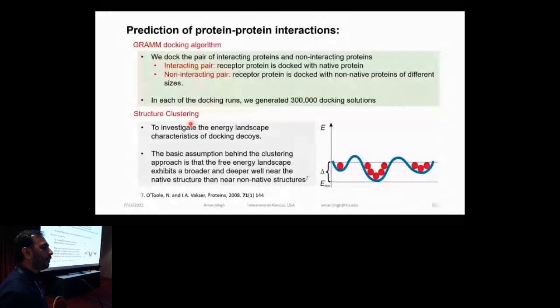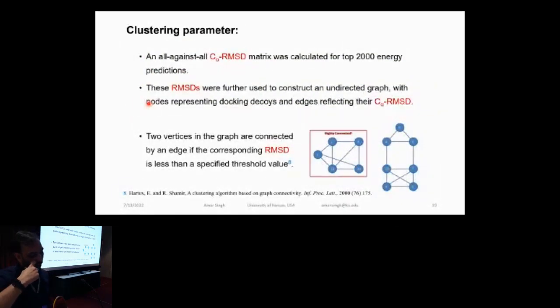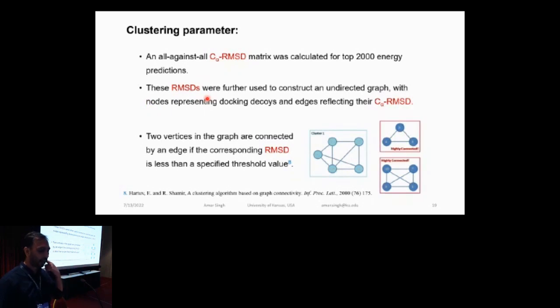And then once we have done the docking, we do the structural clustering of those docking poses. So the basic assumption behind the clustering approach is that the free energy landscape of interacting partners or the native structures has a much deeper well than that of non-interacting proteins. So we do the structural clustering based on the C alpha RMSD of those docking poses, and we generate an all versus all C alpha RMSD matrix of only the top 2000 predictions for each docking run.